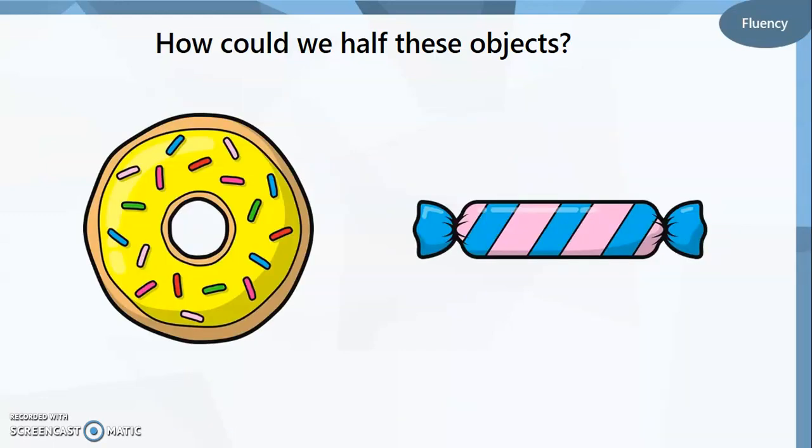And for these objects, here are some different ways of halving the donut. We could go this way, this way. We could actually go this way, this way. There are absolutely loads, in fact, infinite ways if you've got a circle of cutting it in half. The lines can go in lots of different directions. And the sweet here, we could cut it horizontally and vertically. So some objects, there might be only one way of cutting it in half, and other objects, there might be lots of different ways.